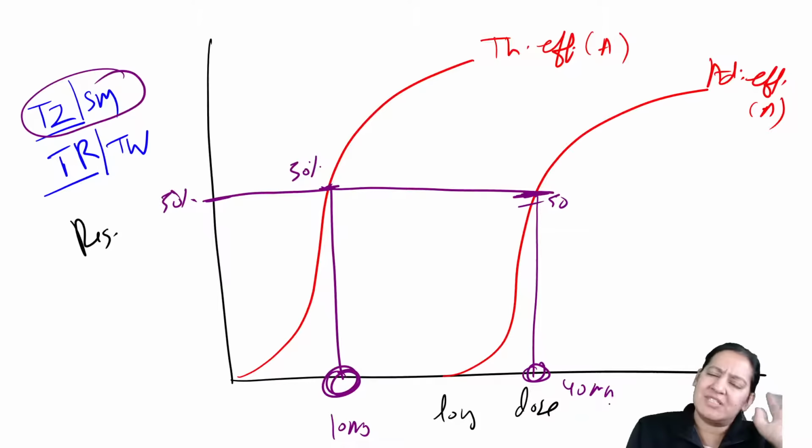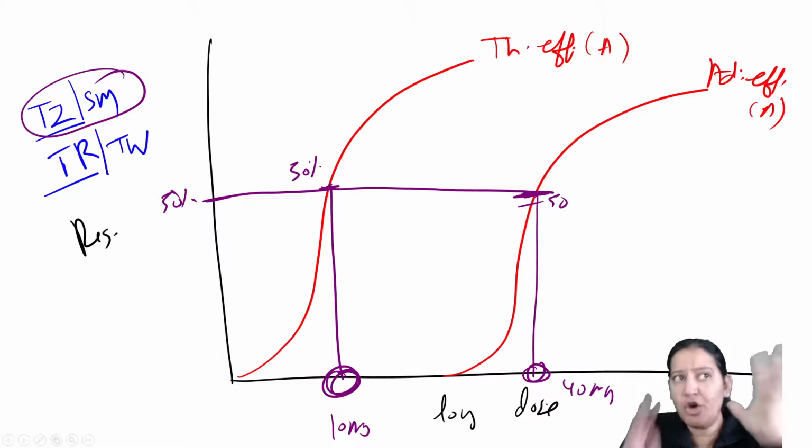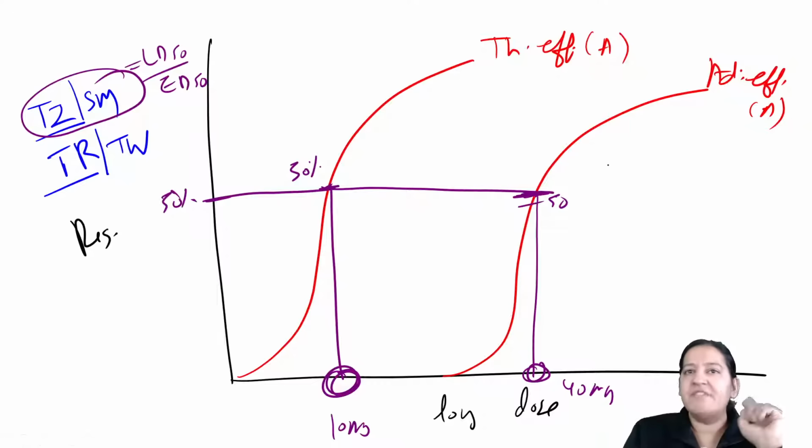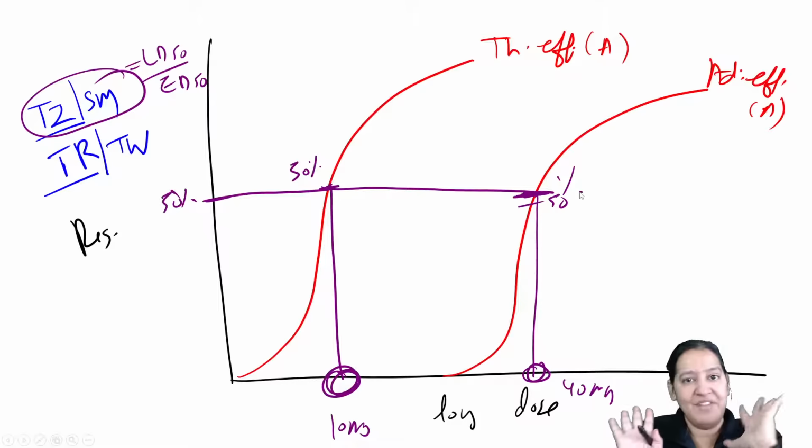In our example it was 10 and 40, it can be anything. So the ratio between the two, LD50 upon ED50, is the answer of therapeutic index. Give me a thumbs up. Here we are taking 50-50. Please understand, we are taking 50-50.